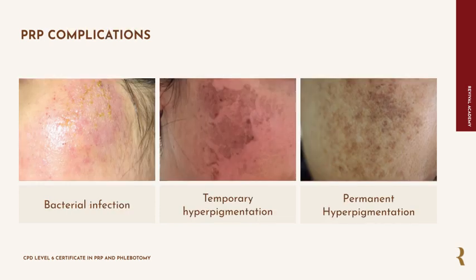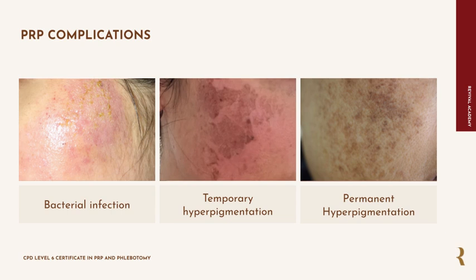PRP complications. Now here you have bacterial infection. This is strictly if the practitioner has not been sterile. If you haven't sterilized your equipment, your working area, your products, your needles, that is a potential complication, bacterial infection. Also, if the client hasn't been careful after getting the PRP treatment, if they have touched their face with dirty hands or they haven't been sterile, again, that is a possibility that could arise.